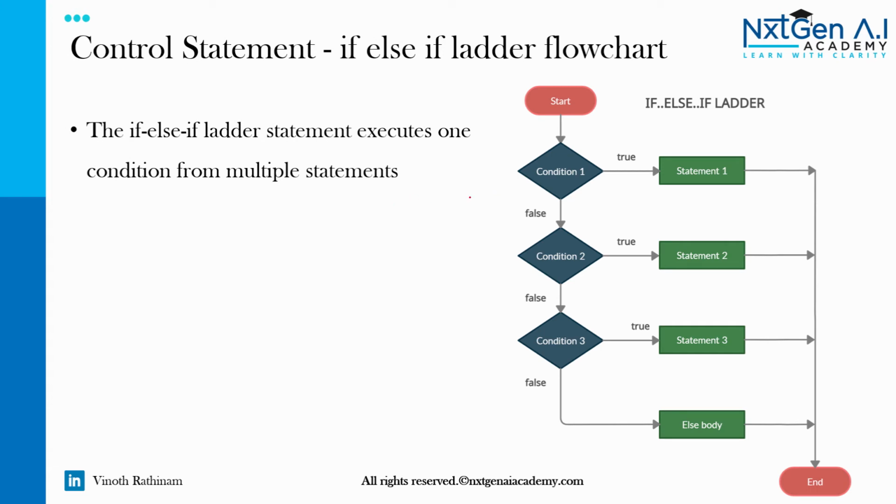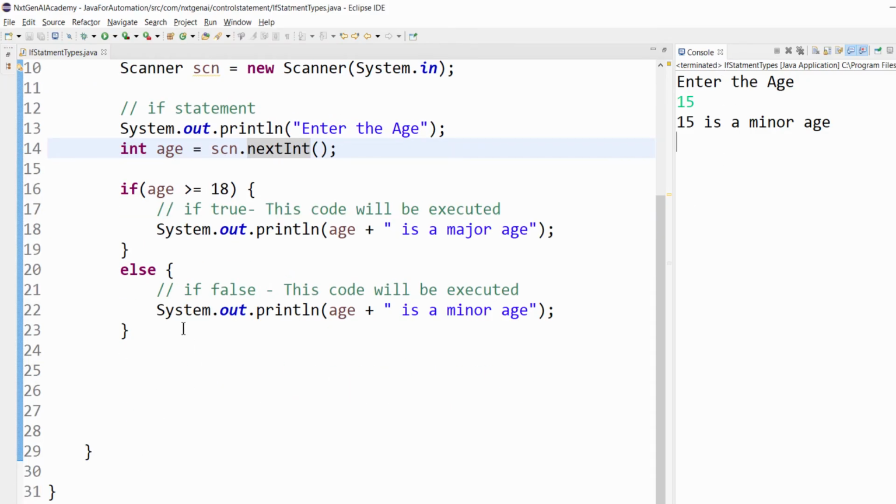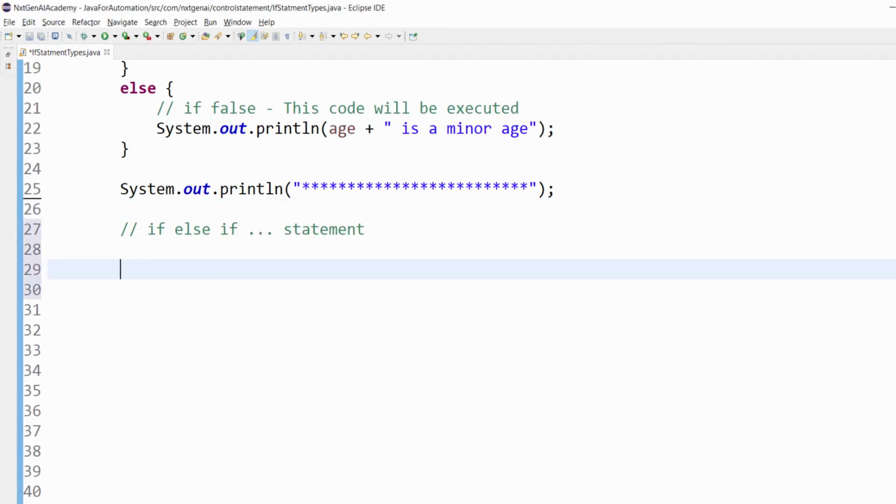There will be some scenarios where we need to check multiple conditions. Instead of just if and else, we want to check for multiple statements. For that, we have an option called if else if ladder. Let's see it with a program. Grade the students based on the marks, like pass marks, fail marks, good marks, or merit marks, something like that.